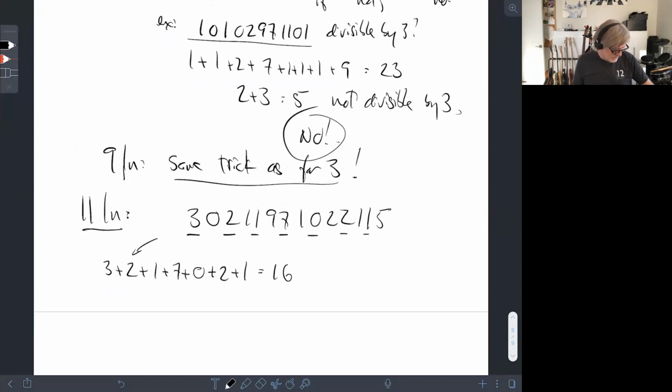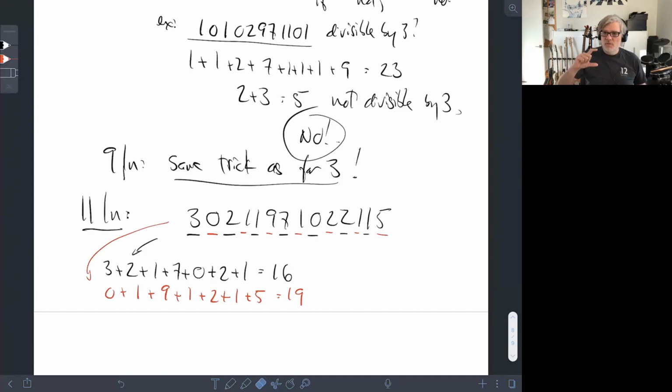16. Okay. Then you take the other digits and you do the same. So then you get 0 plus 1 plus 9 plus 1 plus 2 plus 1 plus 5. I just did this at random, so I have no idea how this is going to work out. That's 19. Now, what's the test? The test is the number will be divisible by 11 if and only if these two numbers are congruent mod 11.